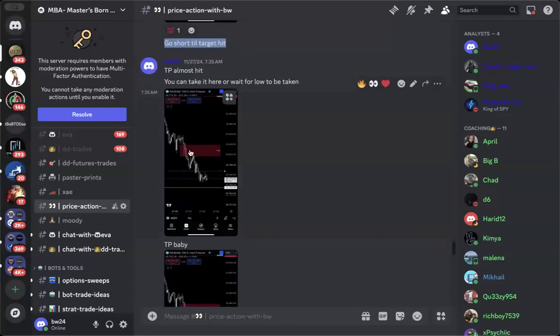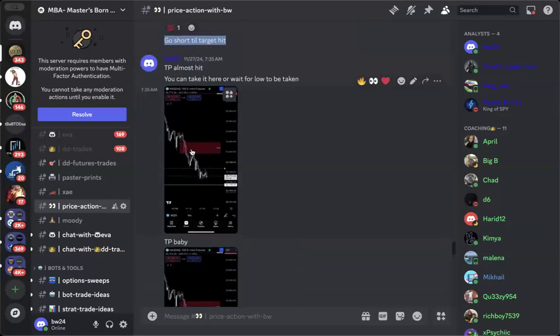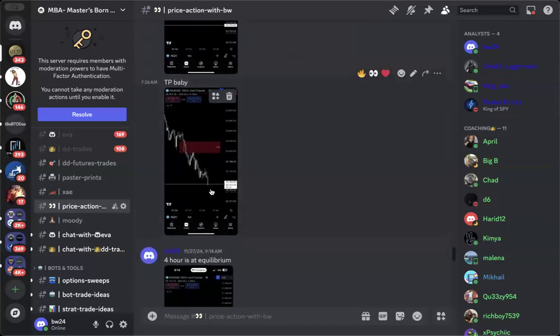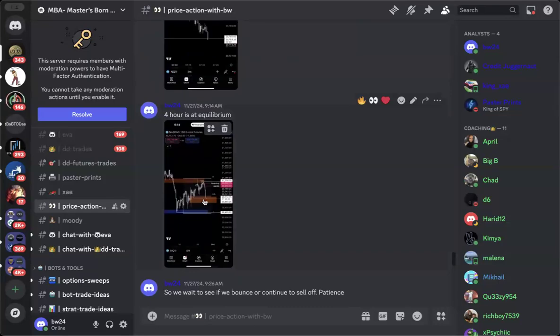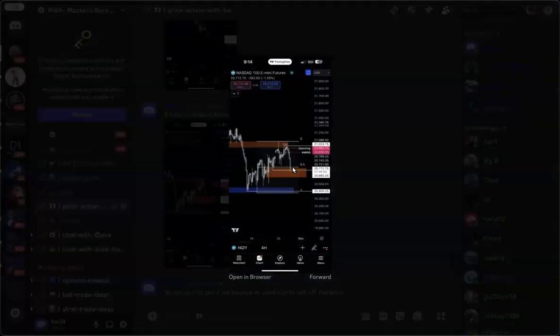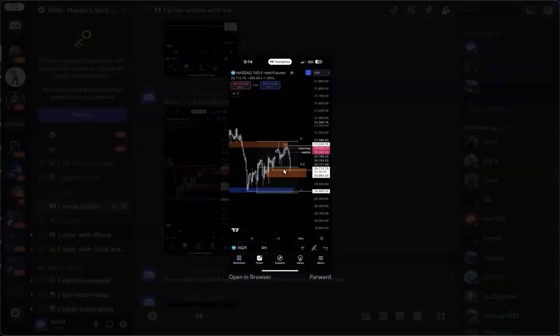This was the fair value gap that was holding as resistance, right? And then we eventually hit our TP. And once we hit our TP, we hit equilibrium, 50%. And what did I say? We see if we could bounce here or continue to sell off. We have to have patience. But the equilibrium is where we decide, we look for longs, right?